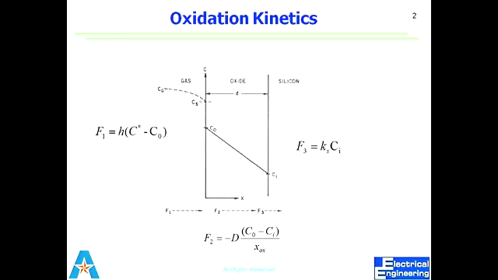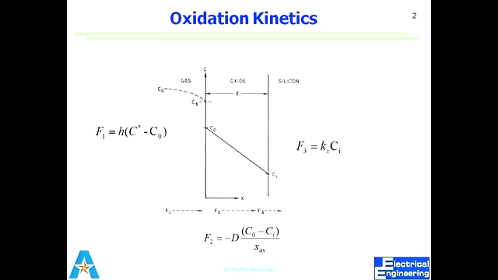Okay, so these are the three fluxes that contribute towards the oxidation of silicon wafer. Thermal oxidation means that at high temperature silicon and oxygen react together to form silicon dioxide. Any confusion up till here?